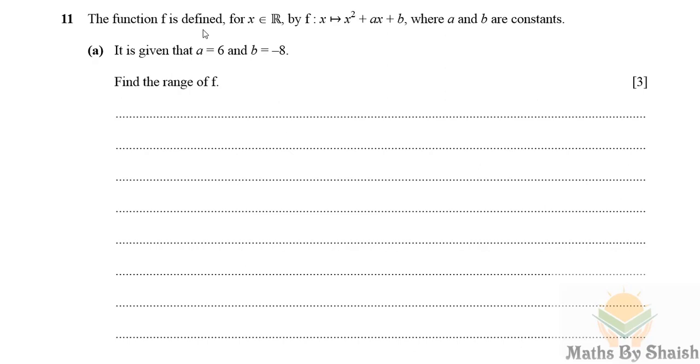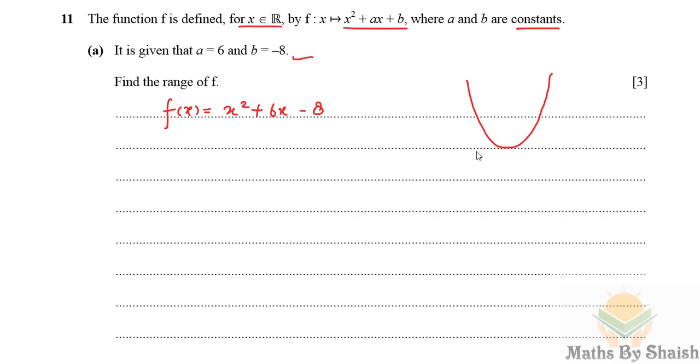The function f is defined for x to real number, so it is defined for all real numbers by f from x to x square plus ax plus b, where a and b are constants. It is given that a is equal to 6 and b is equal to minus 8. Find the range of f. Since it is defined for all the real numbers and we have these values, I'll write f of x as x square plus 6x minus 8, and this graph will look like this.